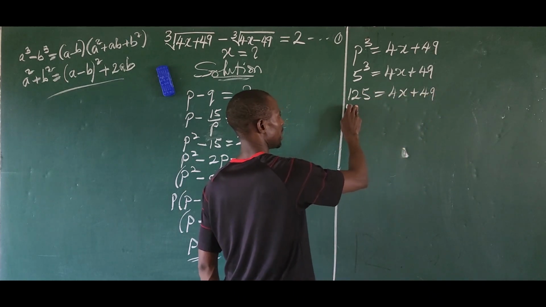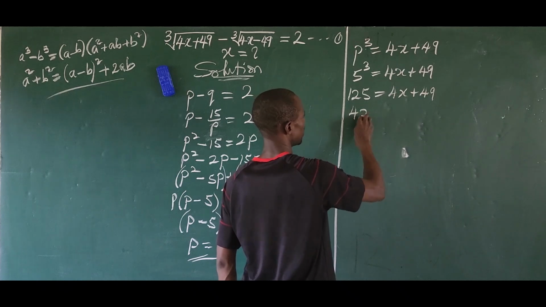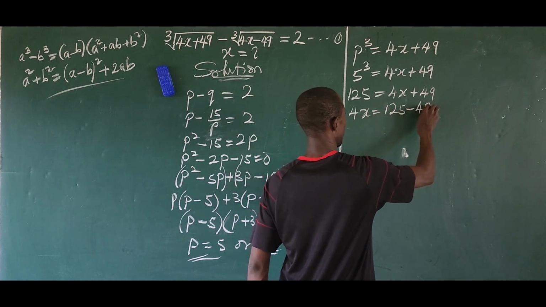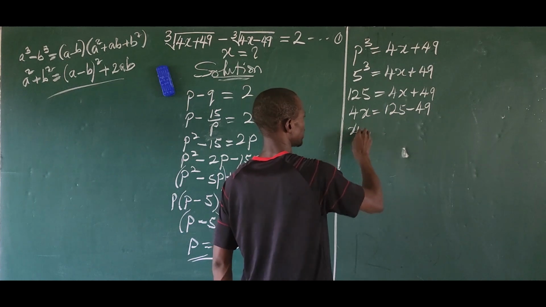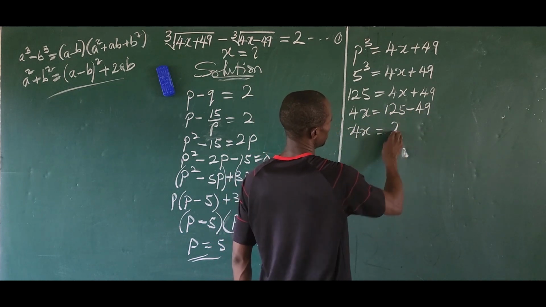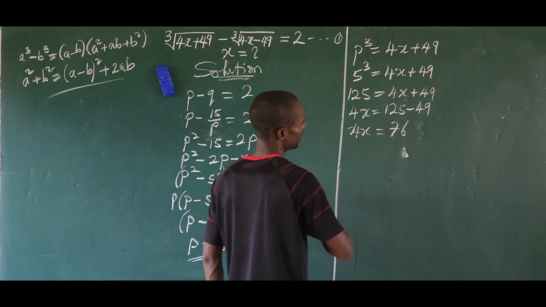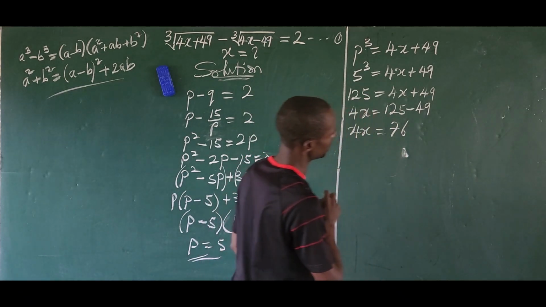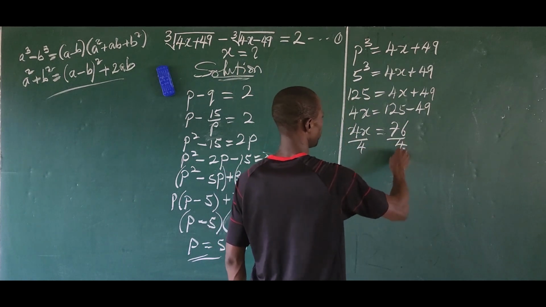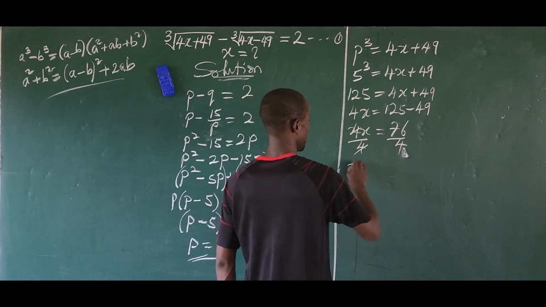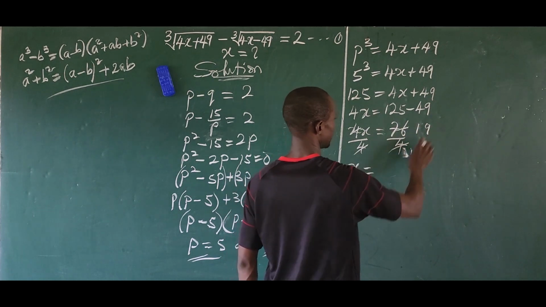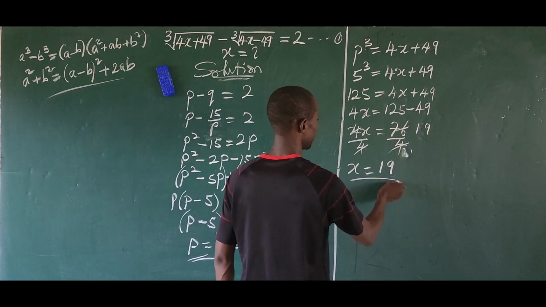Move this to this side. This will now give you 4x is equal to 125 minus 49. So we have 4x is equal to, if you subtract this from this, 76, right? Yeah, 76. All right, so divide by 4, cancel. The x will now be equal to, if we use 4 to divide this, 19. So we have positive 19.